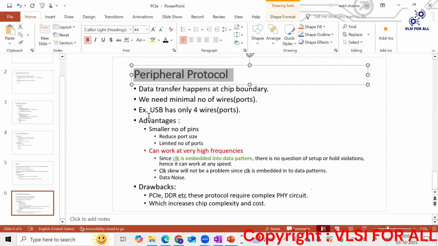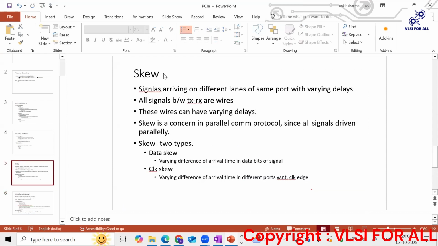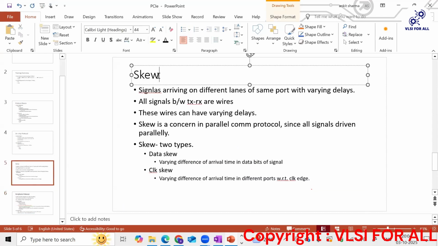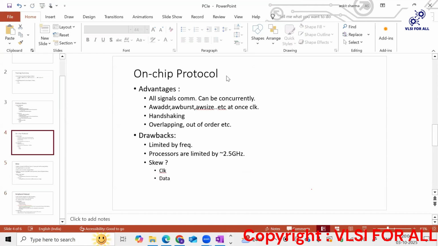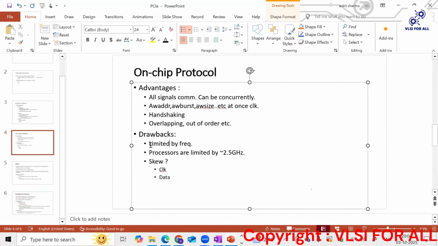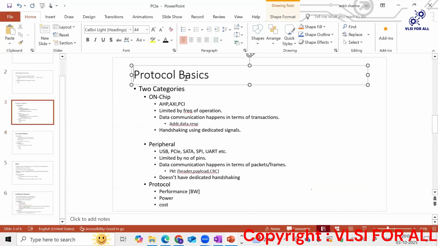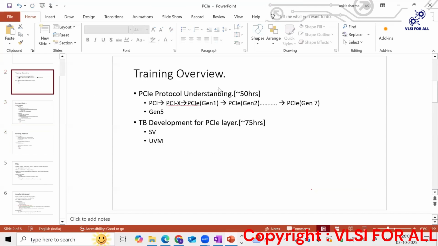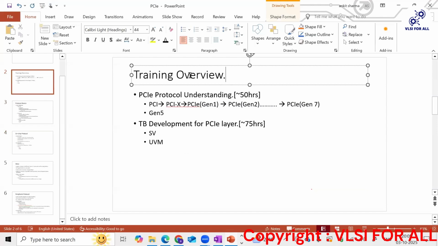So let me bold this. These are the peripheral protocols. This was the issue in the on-chip protocol, and here we discussed the advantage and disadvantage. So you understood limited by frequency and skew, how we resolve this, or how this is not in our peripheral protocols, right? Now, does anyone have any doubt up to here? Please ask.